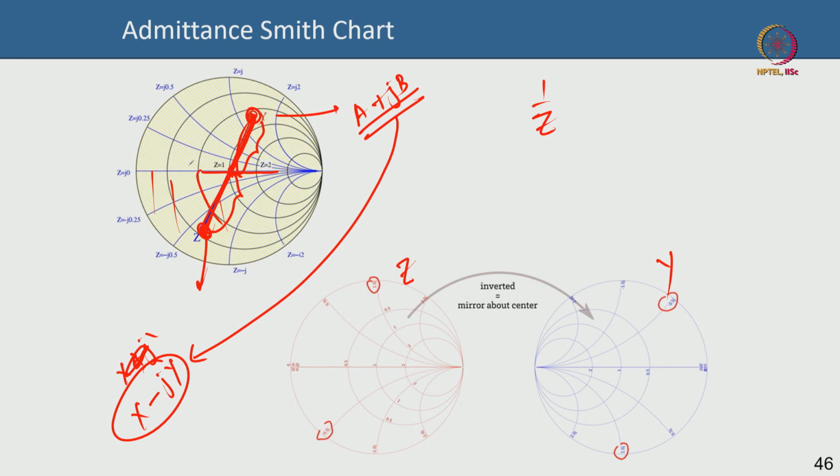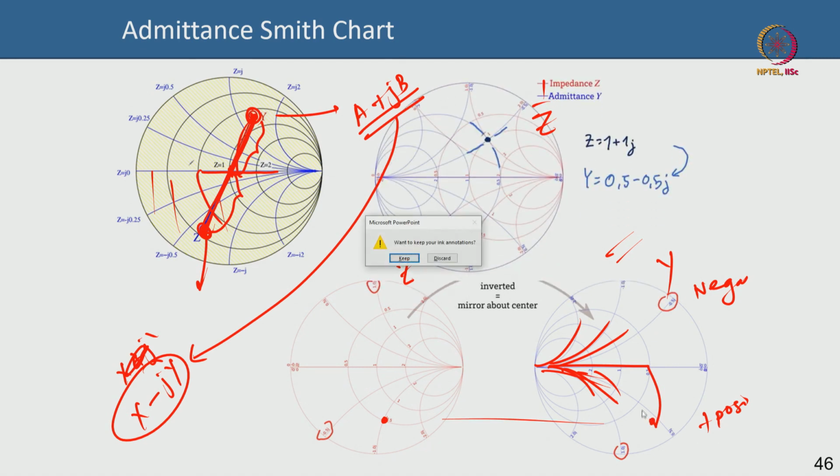So instead of doing this, which might create hassle, what people do is that they flip the impedance Smith chart, mirror about the center, and the top becomes negative in the admittance Smith chart, and the bottom becomes positive on the y Smith chart, which is opposite to the z Smith chart, and you have circles going like this. Now if I have a point in the original Smith chart and I combine these two Smith charts, I can read up this value here, and I will get the equivalent admittance value.